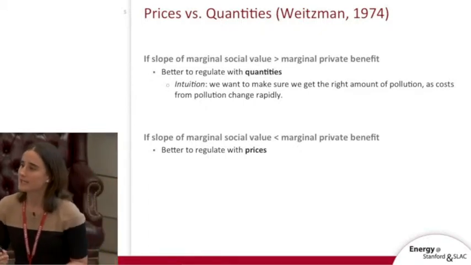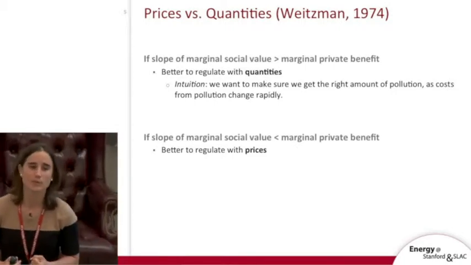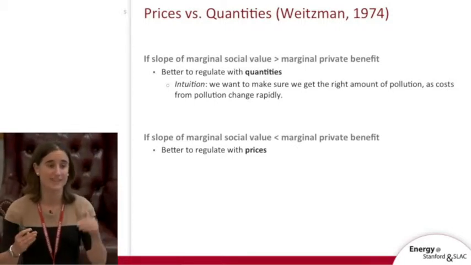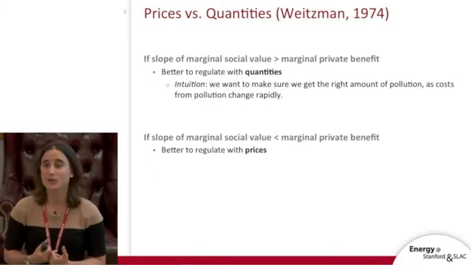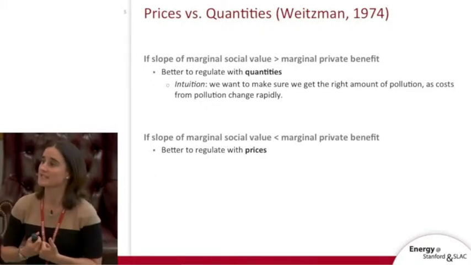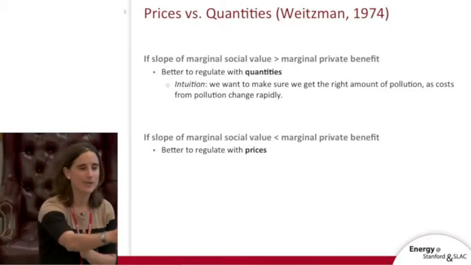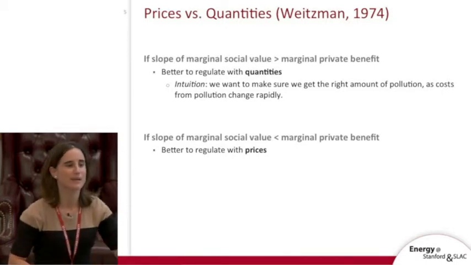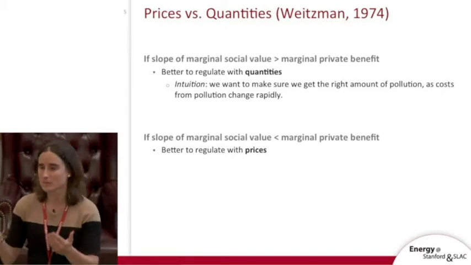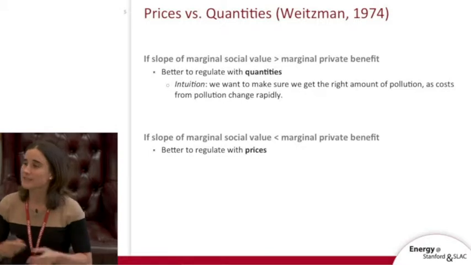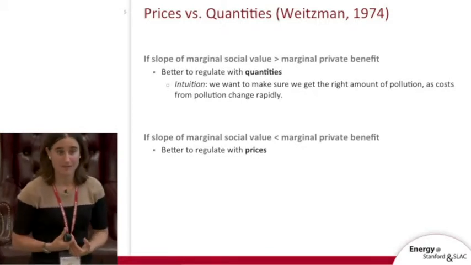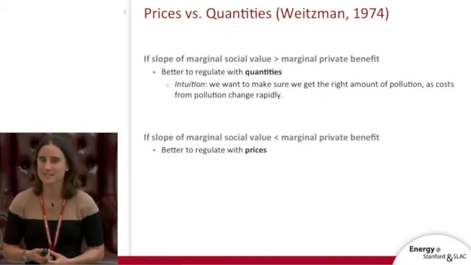In that setting, it's very important that we make sure that we don't emit more than that threshold. And therefore, it's better to regulate the quantities. We don't just want to guess a price and hope that we will get the quantity right. Because if we don't get the quantity right, the whole ecosystem might unravel. Does it make sense?